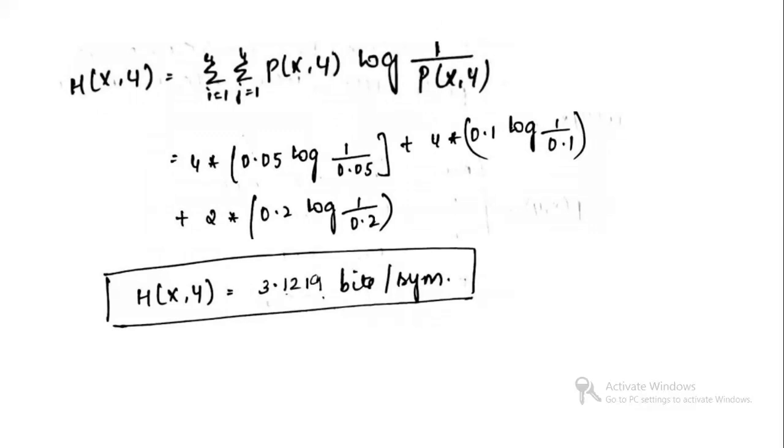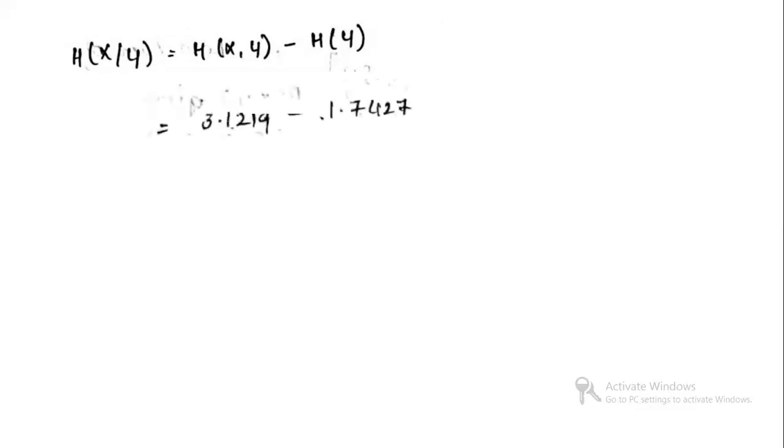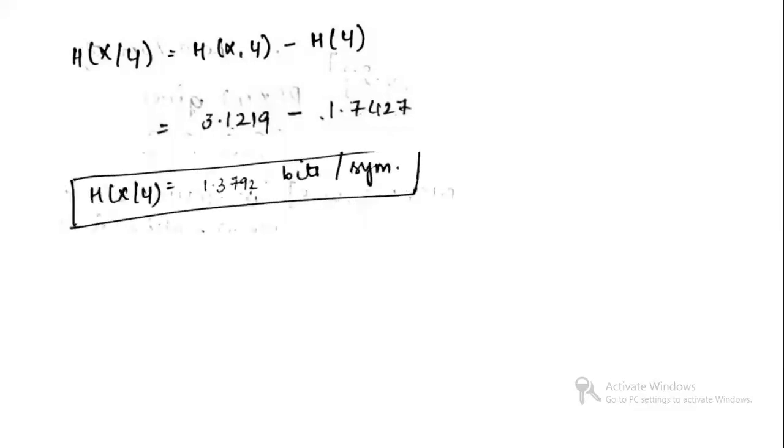In a similar way, as we solved for the previous question, we can also find the conditional entropy using the relationship. That is H(X|Y) equal to H(X,Y) minus H(Y). We know H(X,Y) is 3.1219 and H(Y) is 1.7427. We get the value as such.